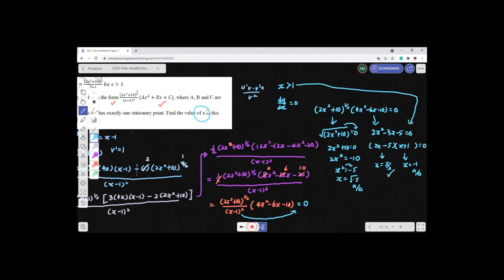Find the value of x at this stationary point. So that's the answer. But you must show that you don't accept and then you accept. So it means that this you cannot accept. This also you cannot accept. You only accept this, x equal to 5 over 2.